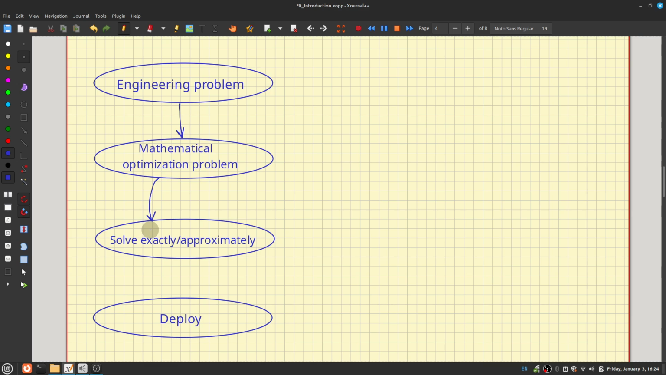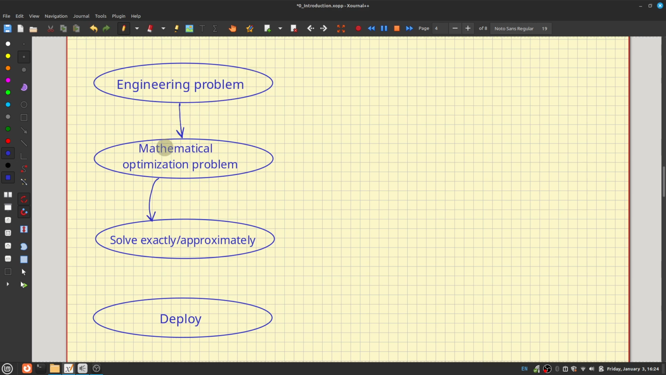Now, if everything works fine, you can just go ahead and deploy your solution in practice, right? But in many cases that is not good enough. Perhaps you test your particular algorithm, and in the real world, it doesn't work well. Then what do you do? Maybe you need to rework some of your assumptions.